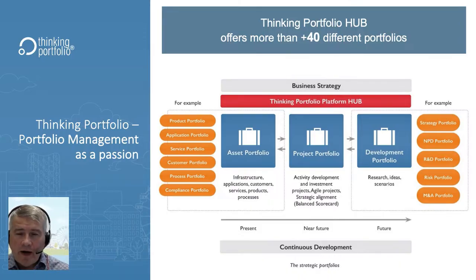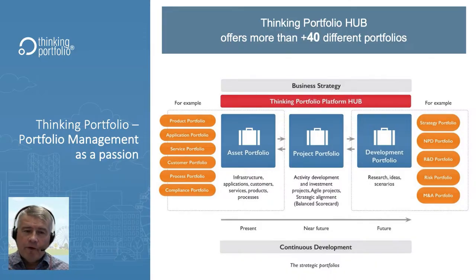core features related to project portfolio, but there are a lot of other portfolios available, and all the portfolios on this hub are natively connected to each other. So if you have a risk portfolio, an R&D portfolio, M&A, NPD, process portfolio, customer portfolio, service portfolio, application portfolio, compliance portfolio, any of these, they are all connected to each other. So if you have one strategic statement, for example, or resource planning or risk planning, everything is connected together.